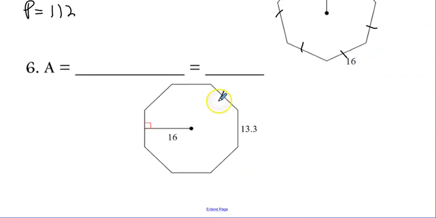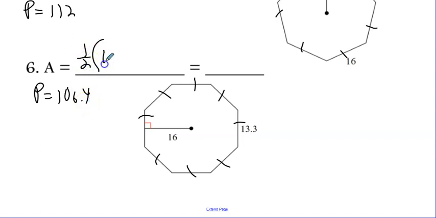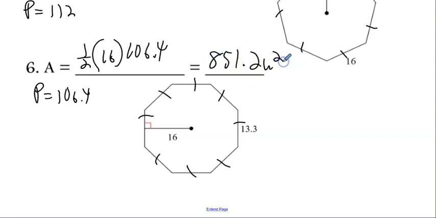Number 6, we have 8 sides. So the perimeter is 8 times 13.3, 106.4. My area is, again, 1/2 times the apothem, which is 16, times 106.4, which is the perimeter. Half of 16 is 8 times 106.4, 851.2 units squared. Same thing over and over. And that's it.